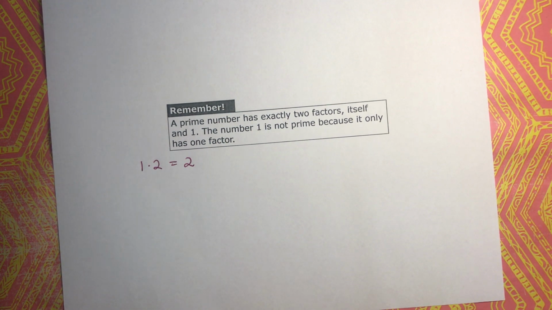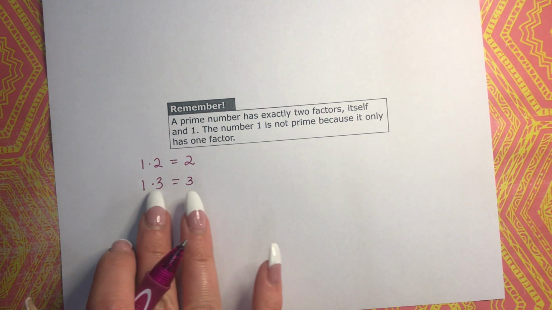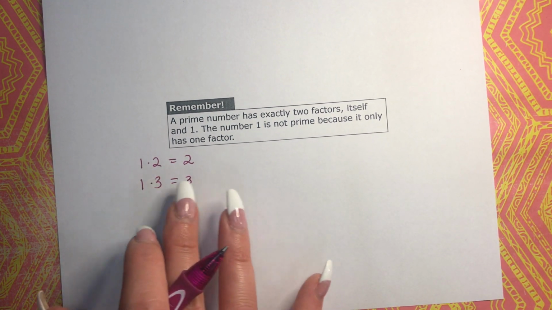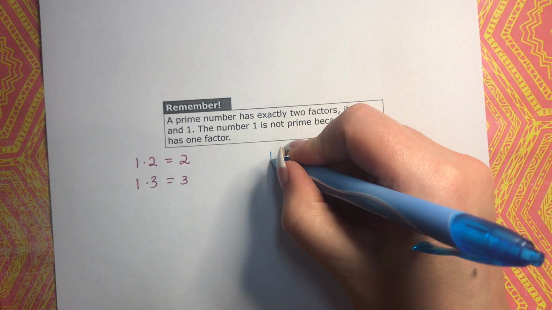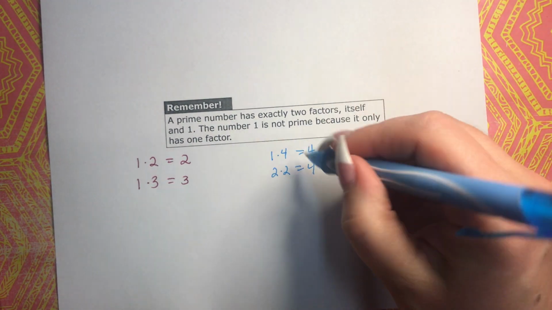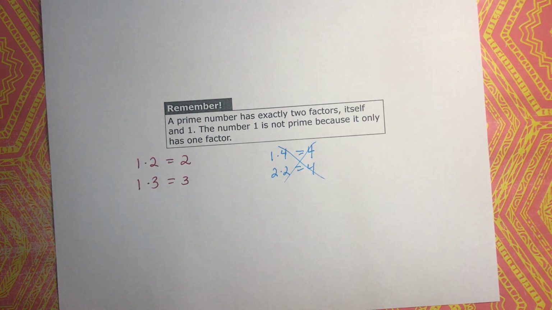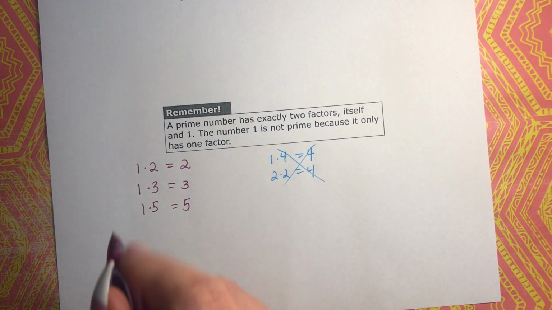Or what would be another prime number? I think the next one would be 3, right? Because 3, you can only write that as 1 times 3. There's no other way to write 3 using multiplication as a product, besides 1 times 3. What would be another one? What about 4? Would 4 be one? Let's see. You can write 4 as 1 times 4, or you can write 4 as 2 times 2, right? So because that's the case, this is not a prime number. But what about 5? The only way you can write 5 is 1 times 5. So that means 5 is a prime number.